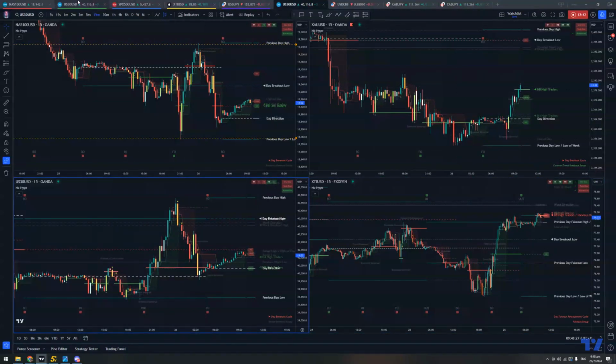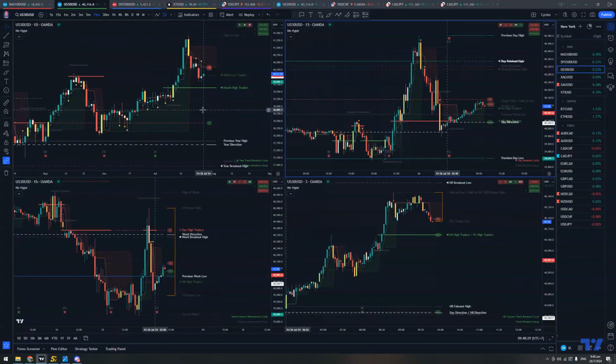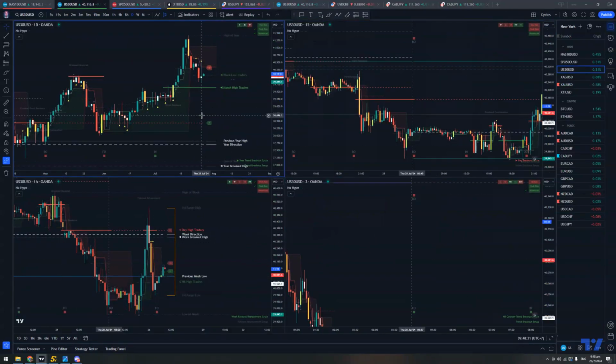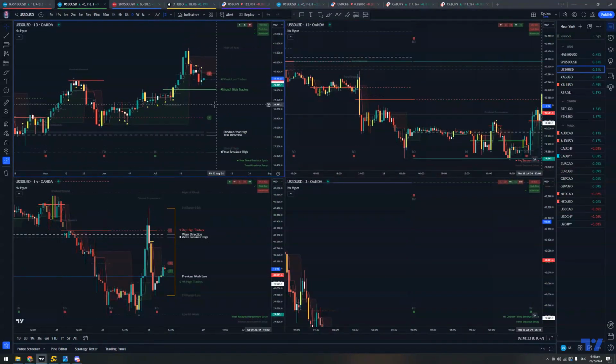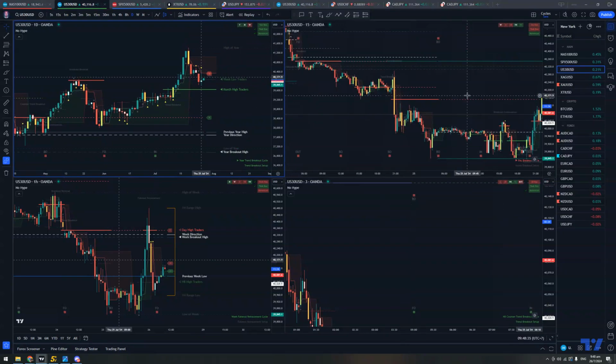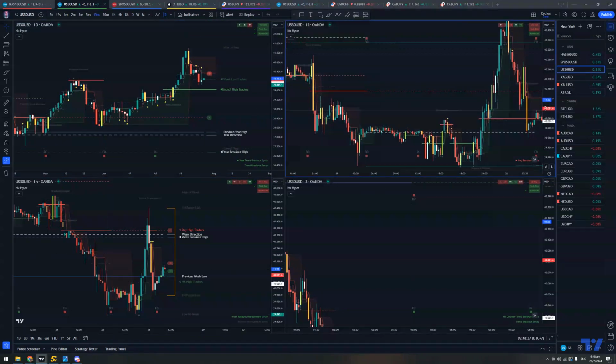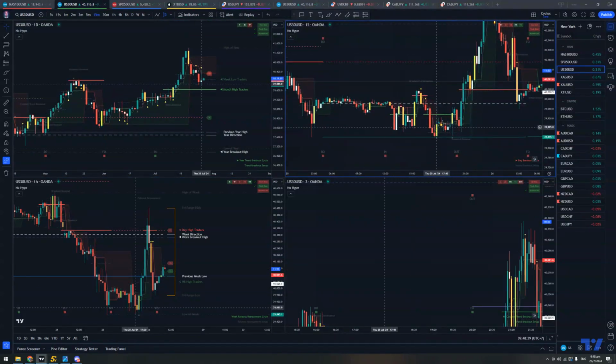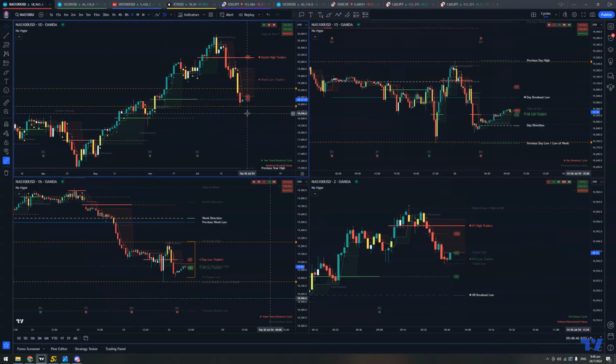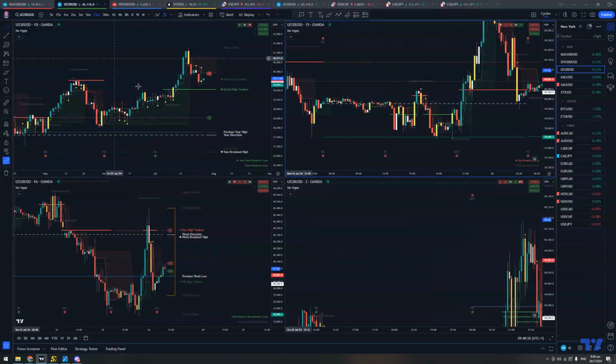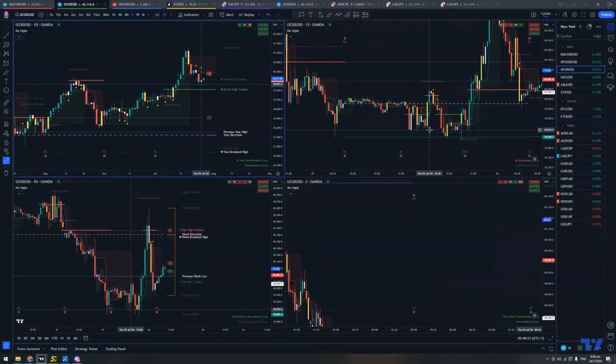US 30, I liked. US 30 had a signal day as well, which is the same as NAS. Everything was exactly the same as NAS. The only difference is, there was no difference. But usually when US 30 and NAS have a setup, I tend to focus more on NAS. I just prefer its movement more. That's the only reason why I stuck with NAS.